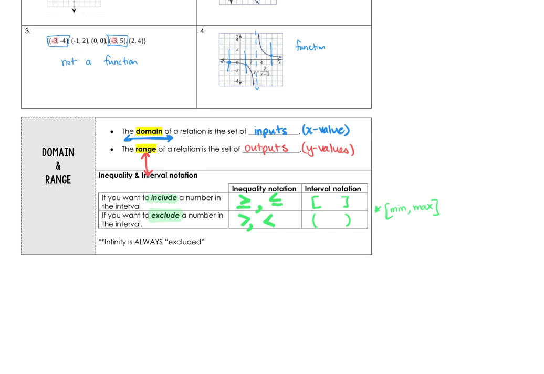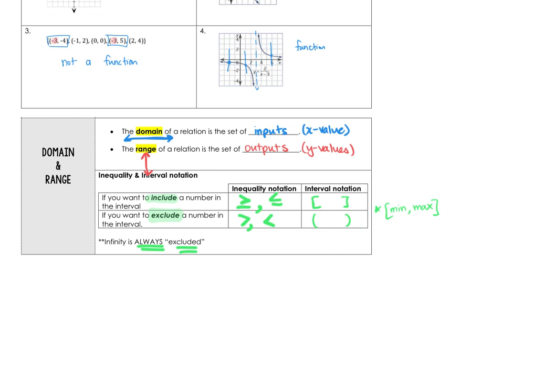And really, anytime you do domain and range, you always want to make sure it's represented least to greatest, so minimum to maximum, okay? And when we are dealing with infinity, infinity is always excluded. So infinity always gets the parentheses, all right? If you're using infinity, it does not get a square bracket. It always gets the little parenthesis. Okay, so now let's practice them.